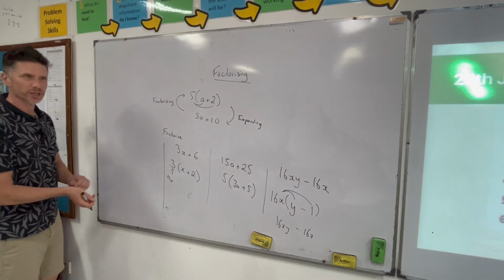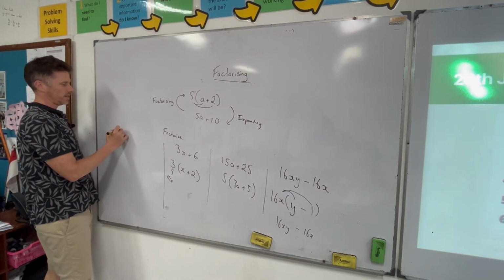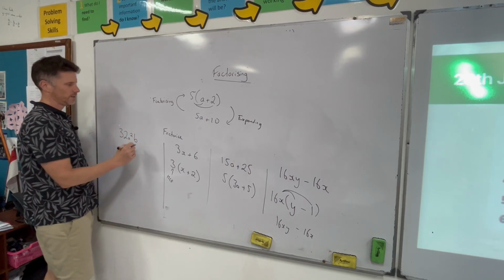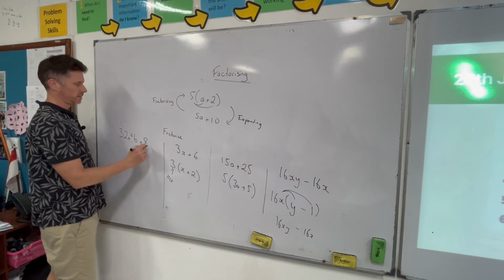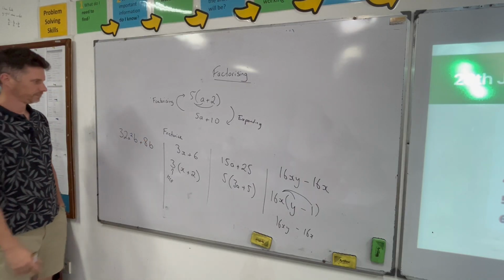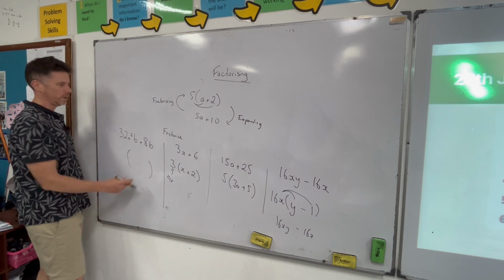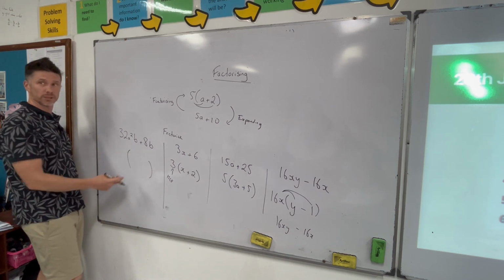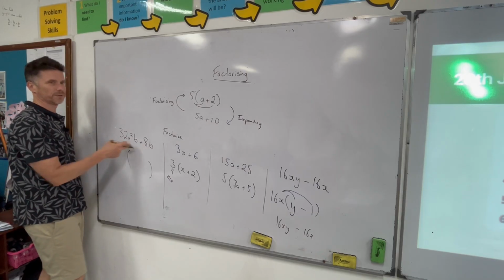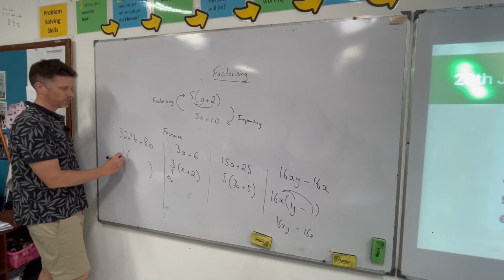Let's make it even more tricky. Let's say 32a squared b plus 8b. Well, we can see the letter b is in common to both. Can I put an a outside as well? No. It's got to be in both for it to factorize, to divide. So b can go outside.